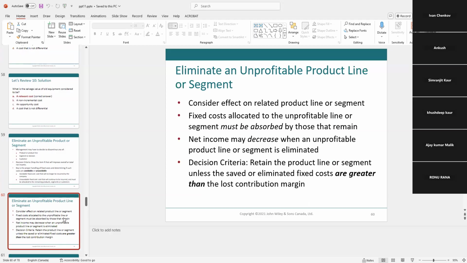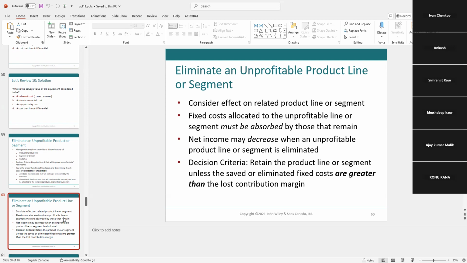Fixed cost, again, is the one that drives this decision mostly, because fixed cost can be allocated to the unprofitable line in order to be absorbed. So sometimes when people prepare reports, they try to allocate all the costs, regardless of whether the cost is actually used by the product or not.